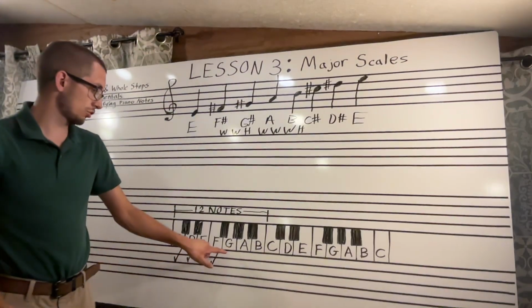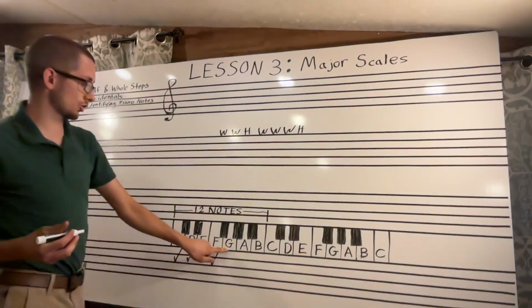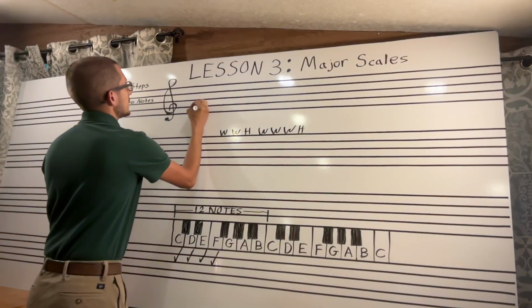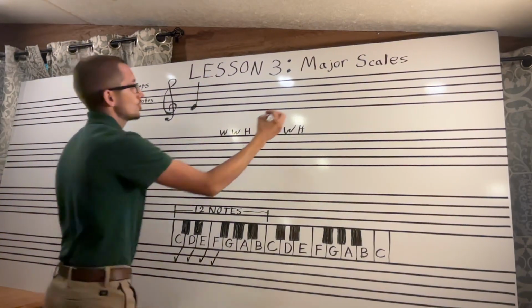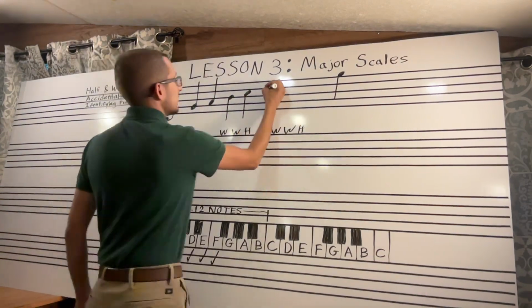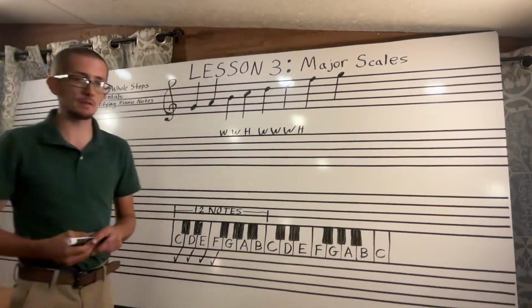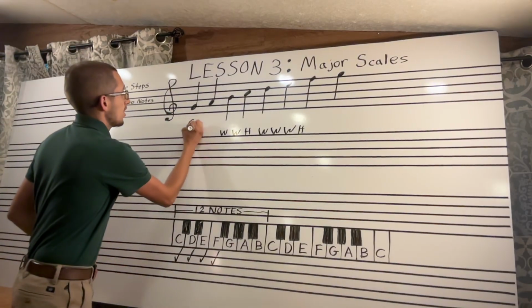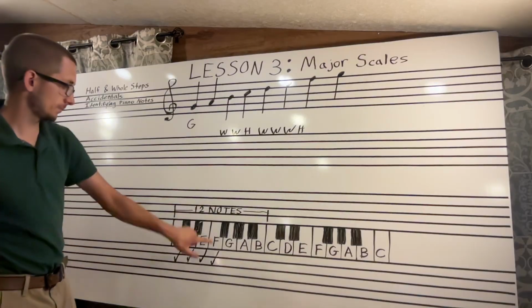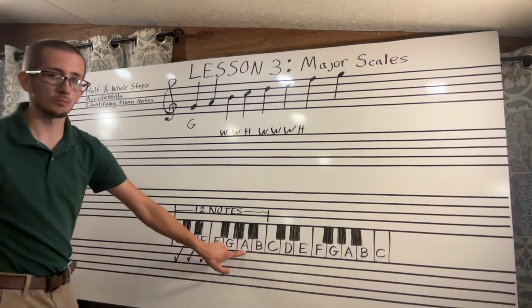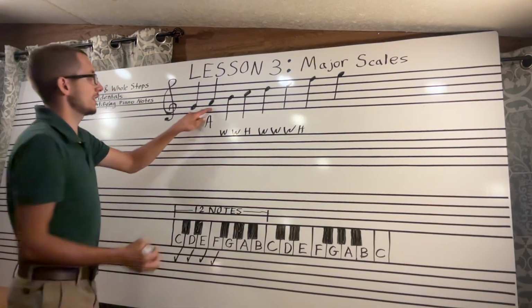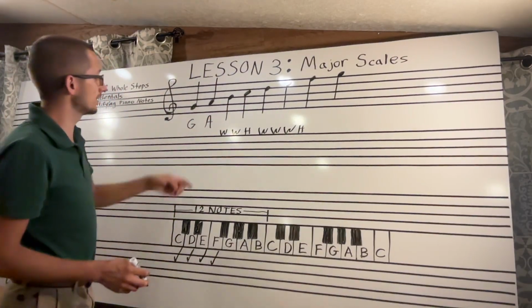Alright, so let's do our G major scale. G major scale, let's start with a note on every line and every space in between G and G. Alright, G major scale. G, up a whole step would be A. Is that an A? Yes, it is. So that note is good. No sharps or flats needed.